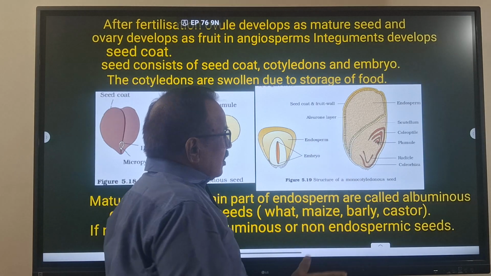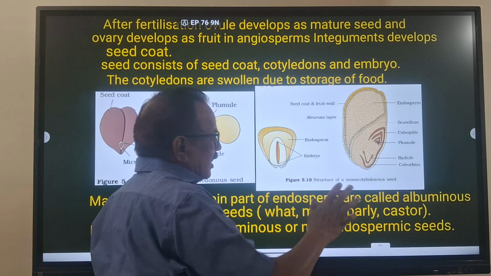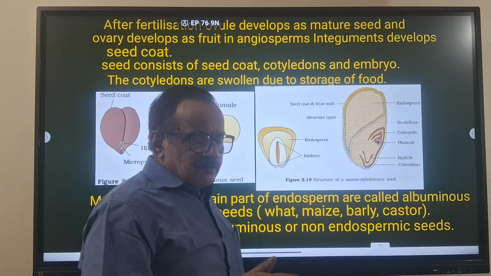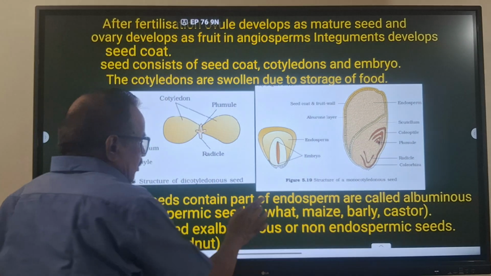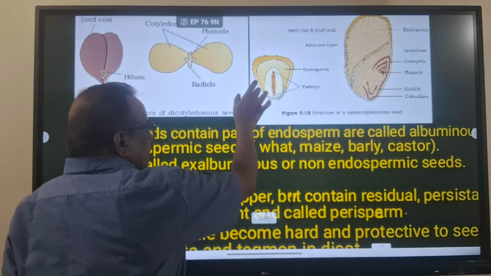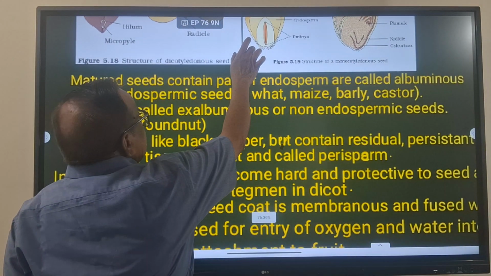What is scutellum? And what is the aleurone layer? He has given that in the matching, which I will discuss in the ending. And now we'll see about the seed.